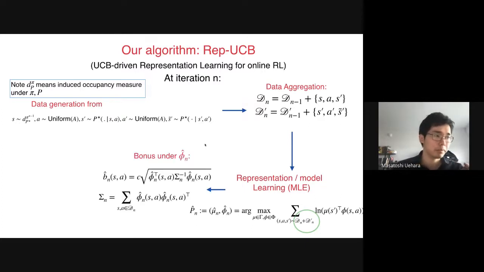Next, using that learned feature, we construct the bonus b hat n. You can see that the covariance matrix also uses data D_n. This construction is very standard in linear bandits. But the key difference is we are learning the feature phi, so this feature is changing at every iteration. That's the key difference.